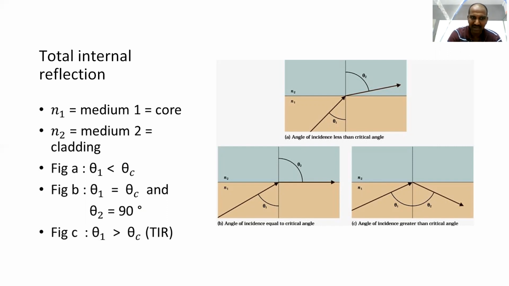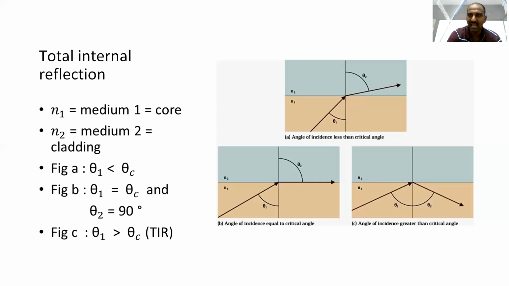Here theta 1 is equal to theta C. That means the angle of incidence in the core region is exactly equal to the critical angle of incidence. So how is it achieved? For which angle of incidence is the angle of refraction exactly equal to 90 degrees?